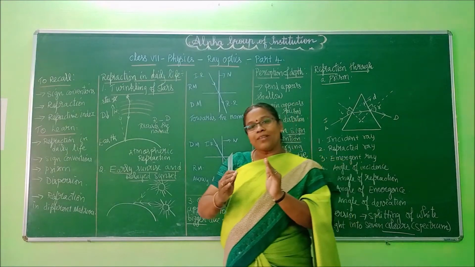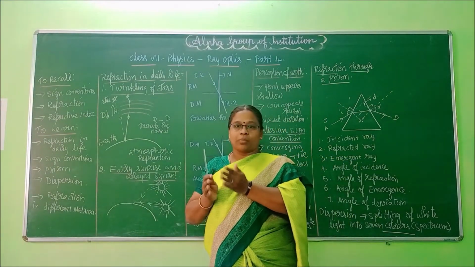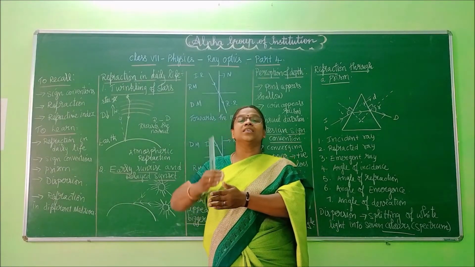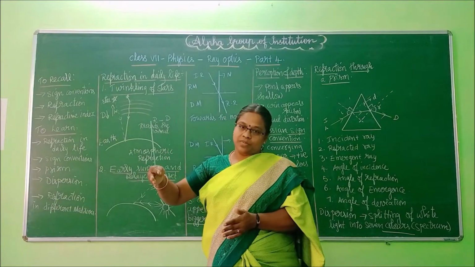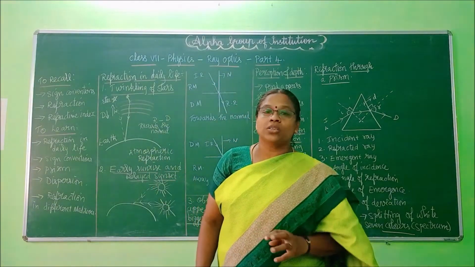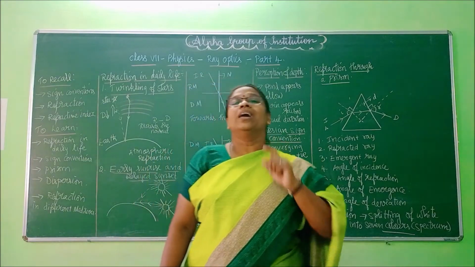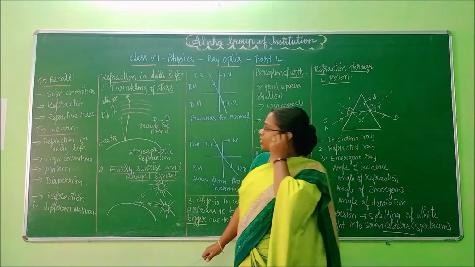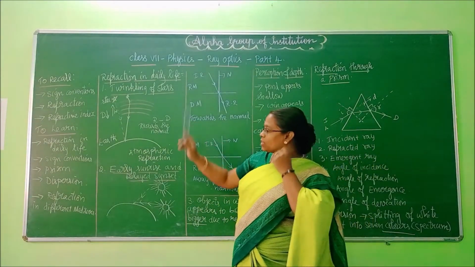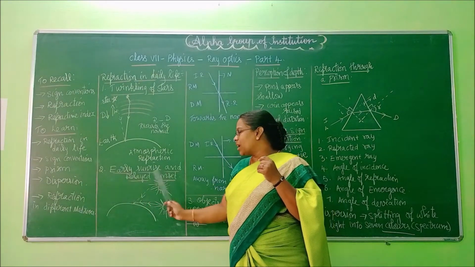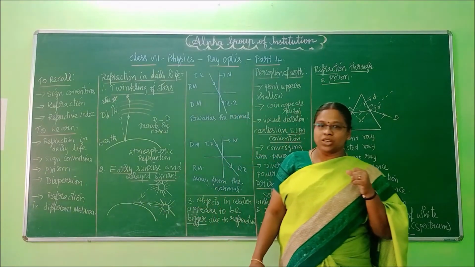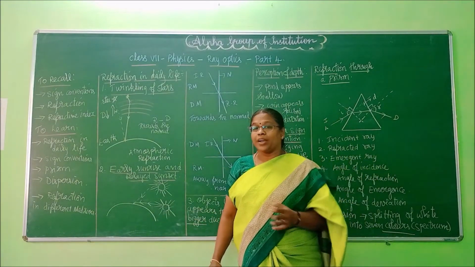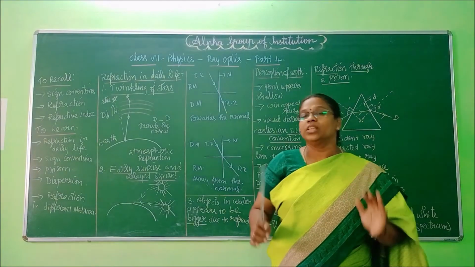Actually, the sun would have set at 6 o'clock. For us, the sun will appear like it is setting after 6. So that is due to a process called atmospheric refraction. Say the word atmospheric refraction. So what are the two applications? One is twinkling of stars, another one is early sunrise and delayed sunset. Clear, children? Very important. In detail again you will learn about this in your higher classes. As of now, know these concepts.